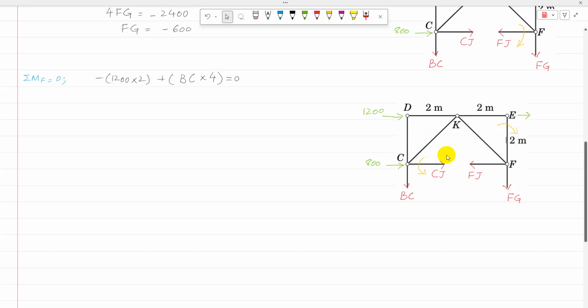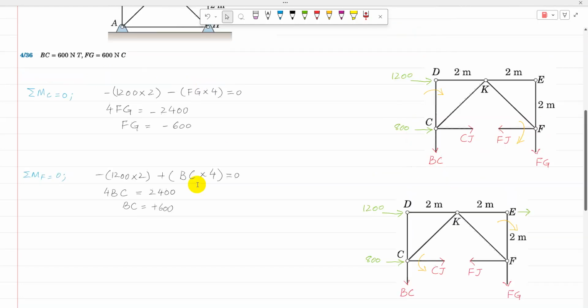Then taking clockwise moment as negative and anti-clockwise moment as positive, it is going to be 1200 times 2 negative plus BC into 4 is equal to 0. That is a simple equation. It can be solved to get BC. So 4 BC is equal to 2400, and BC comes as plus 600. So now FG and BC both are calculated.